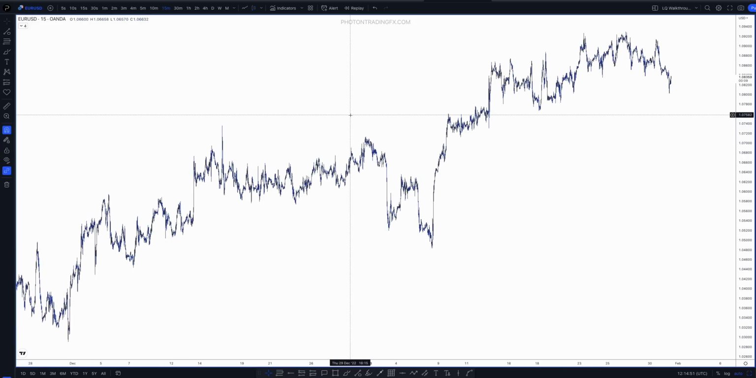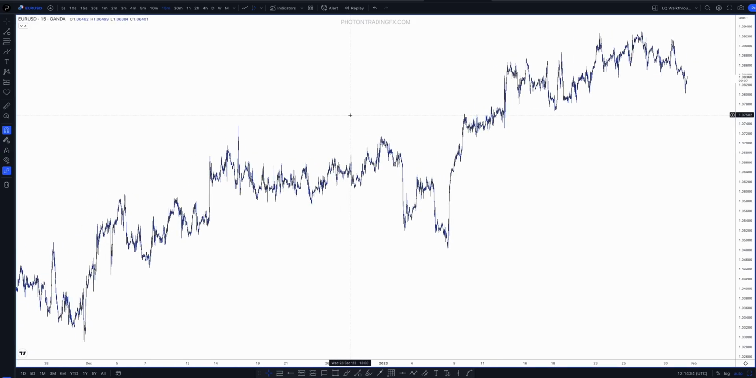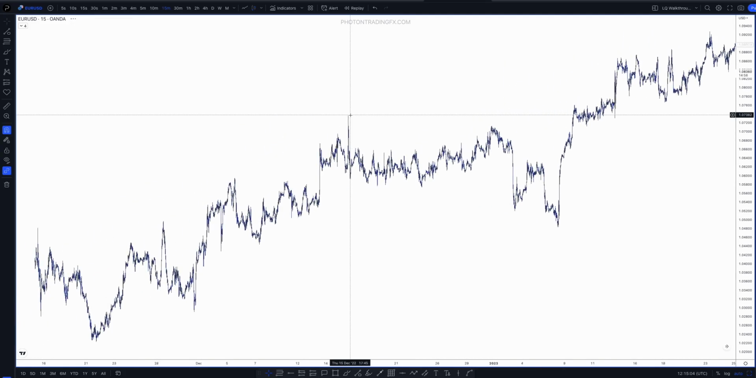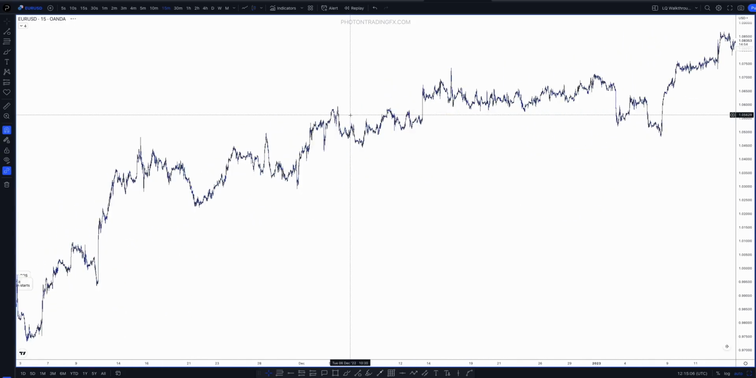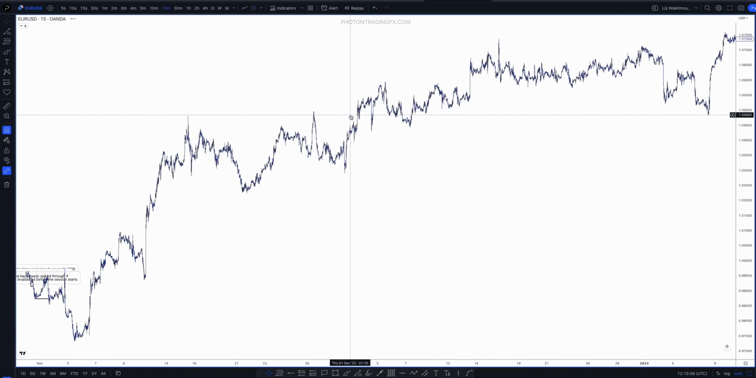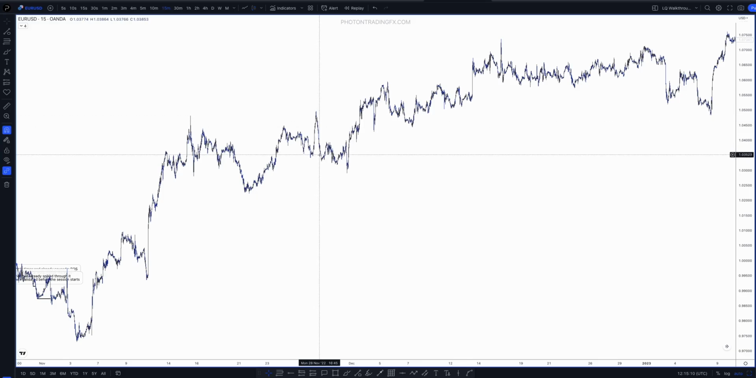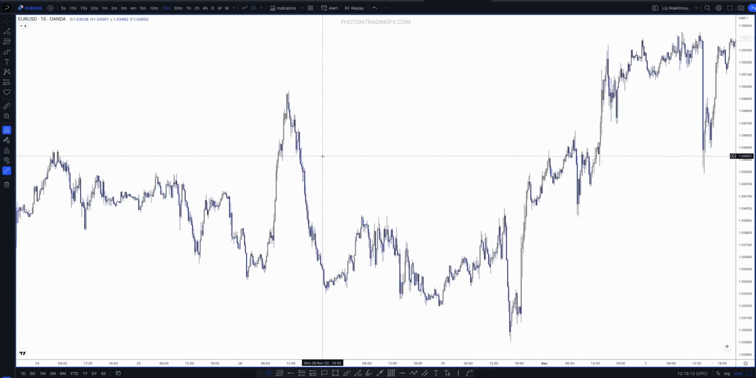So EUR/USD here, 15-minute chart, but it really doesn't matter. You can look at any time frame you want, the 7-minute, the 8-minute, the 3-hour chart, the 27-hour chart. Markets are fractal, right? It's all the same thing. Candlesticks are just making sense of that price data. So let's dive into some price action and see what we can see.